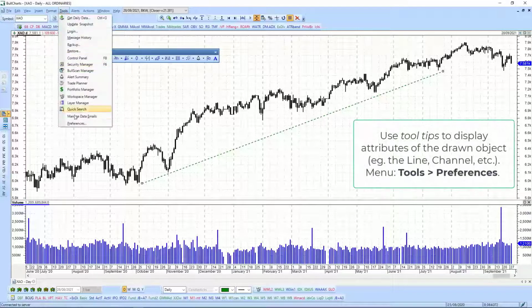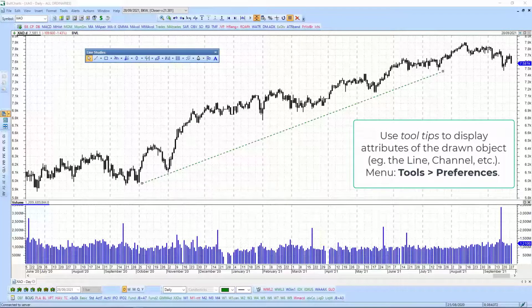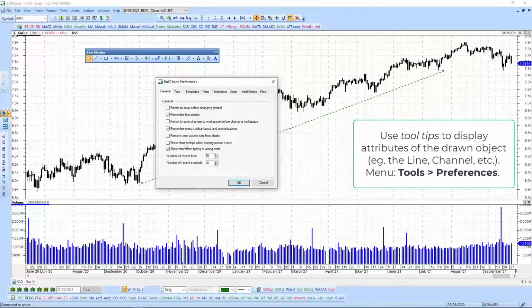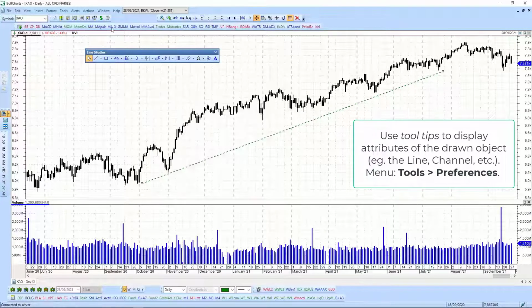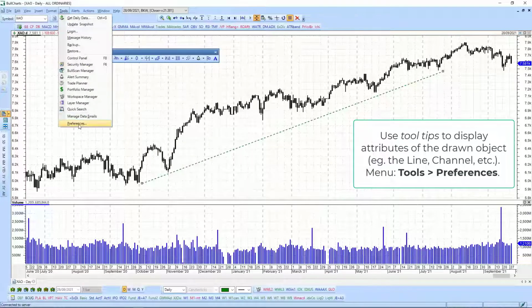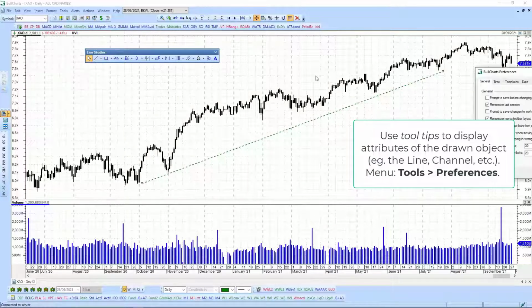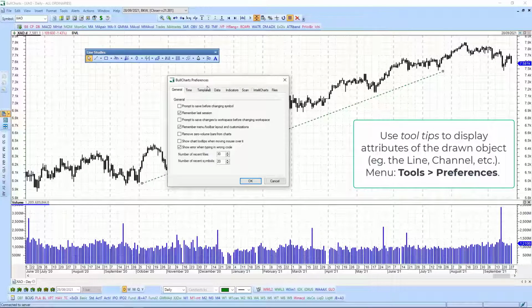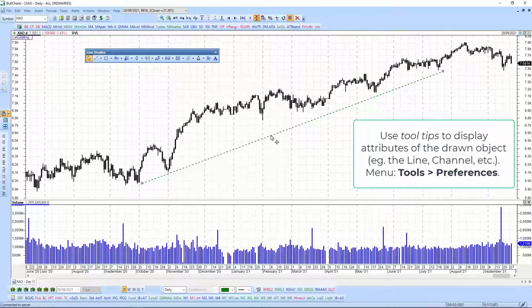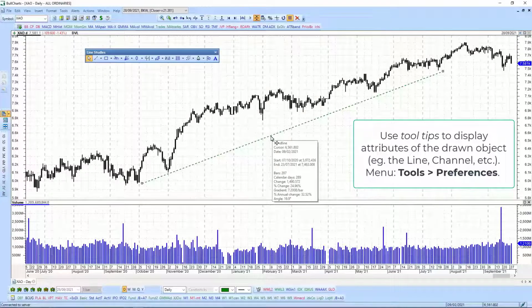I always disable mine for a particular reason. So what I should do is re-enable it. And it's here in the BullCharts Preferences option. Tools, Preferences, I often go to. BullCharts Preferences, Show Chart Tooltips when moving mouse over it. That turns on or off this pop-up here, this little tooltip.